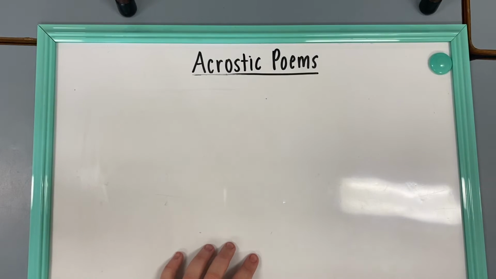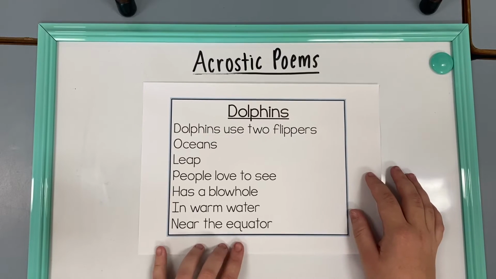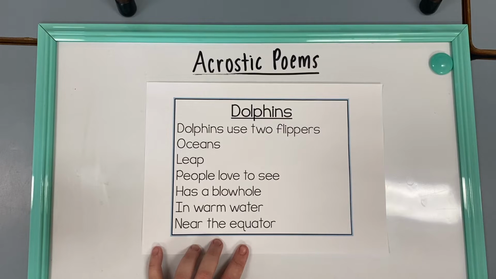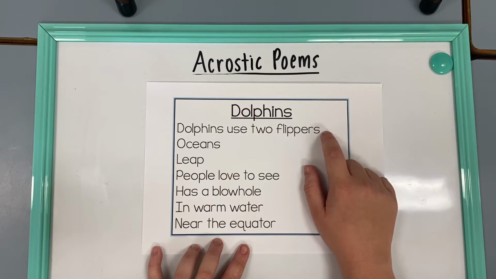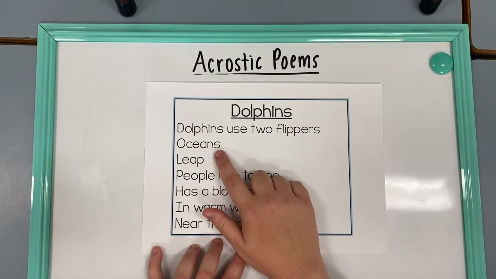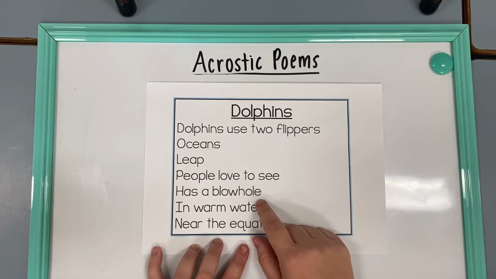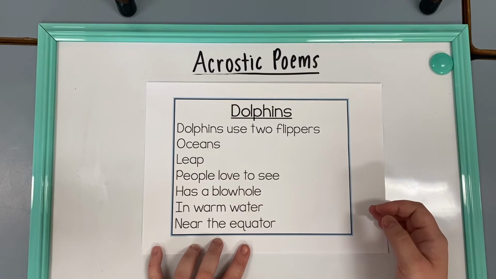The last one that I'm going to show you is also about an animal, and it's about a dolphin. It says, dolphins use 2 flippers, oceans leap, people love to see, has a blowhole in warm water near the equator. It's telling us how the dolphins move, where they live, again how they move, how they breathe, and also where they might be found living.